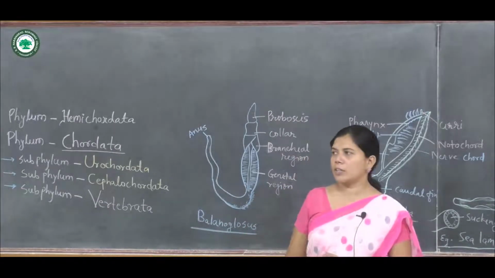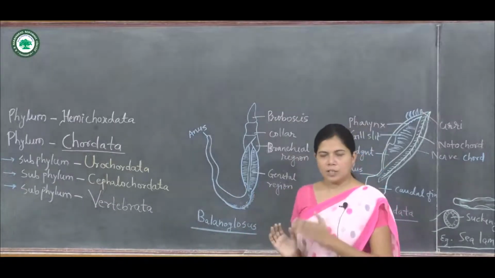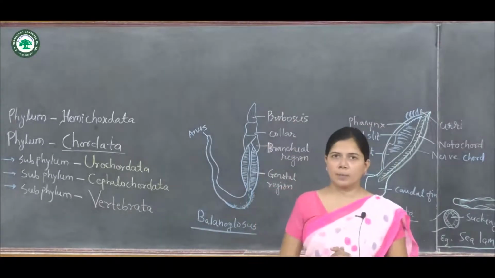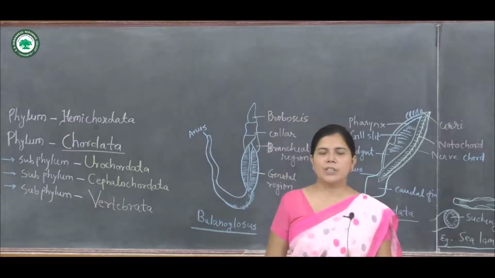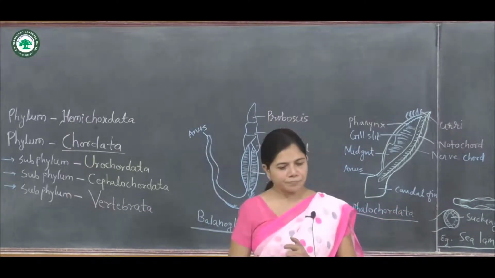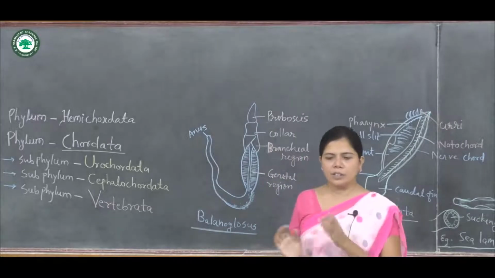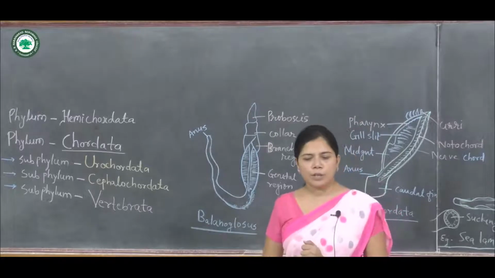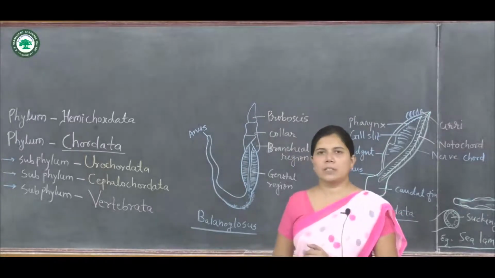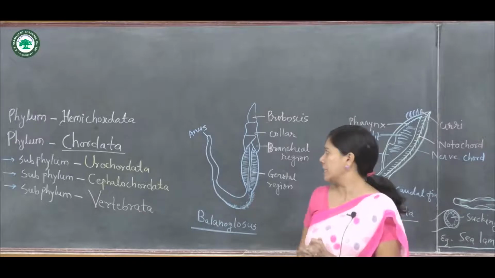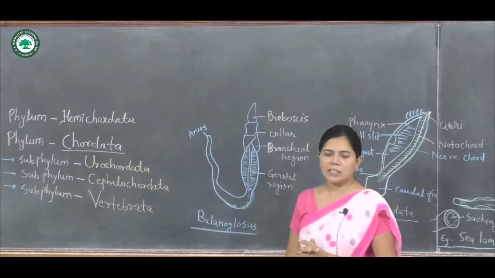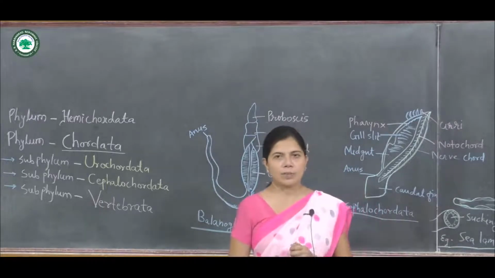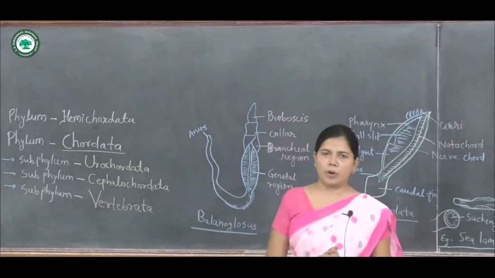The respiration occurs by the gills because it is a marine or aquatic animal, so the respiration is carried out by the gills, and the gills are arranged in longitudinal rows. The gills open into the gill slit. The circulatory system is simple and open type in the Hemichordata.